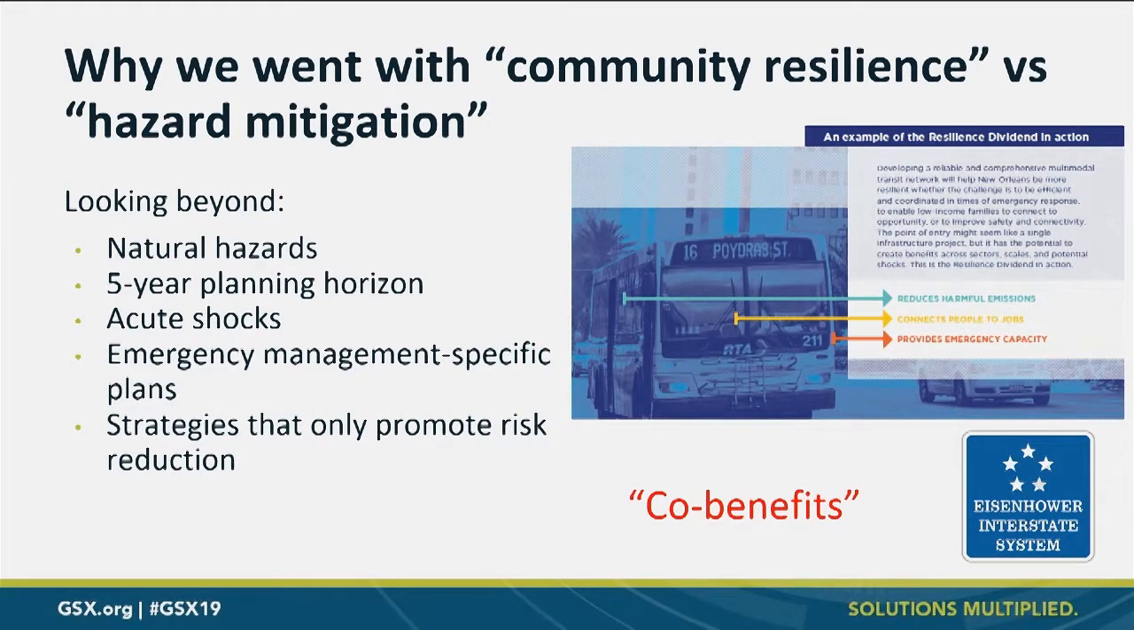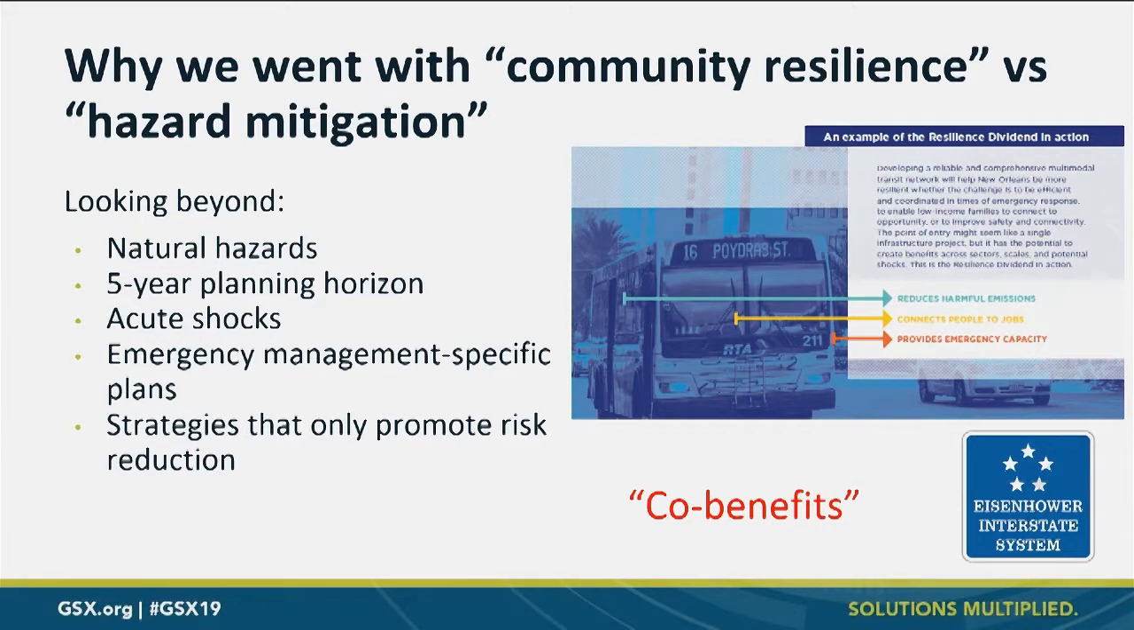So why we went with community resilience versus a typical hazard mitigation planning process. And we saw it as a couple of different areas that we looked beyond. The first one is we looked beyond natural hazards. Natural hazard is really the only thing that's required as part of a hazard mitigation planning process. So we looked at technological hazards, human-caused hazards, mainly because those were concerns for our community. We also looked beyond that 5-year planning horizon that's typically required for mitigation planning. We started looking at climate impacts, aging infrastructure, all the things that might go beyond that 5-year planning process.